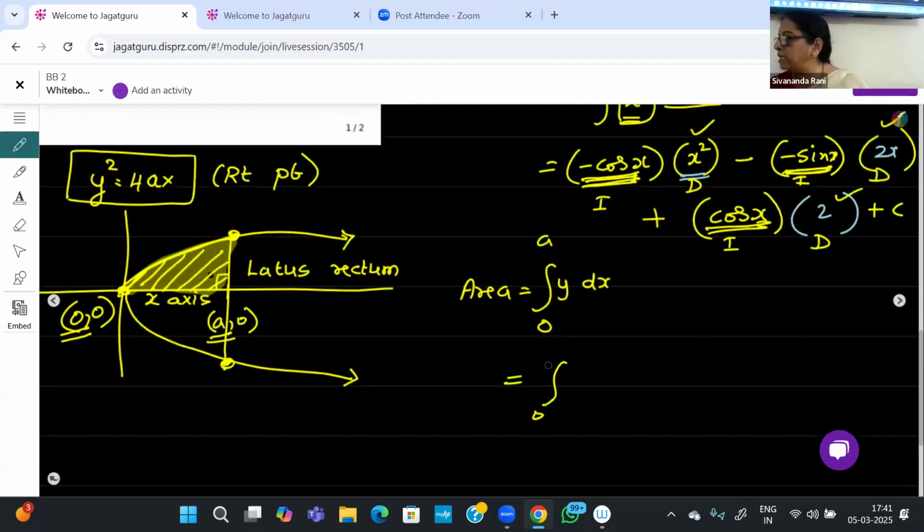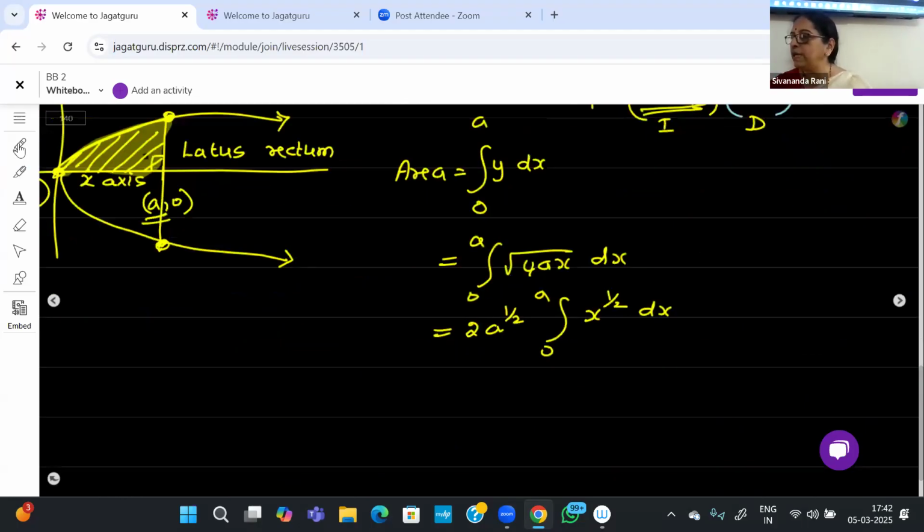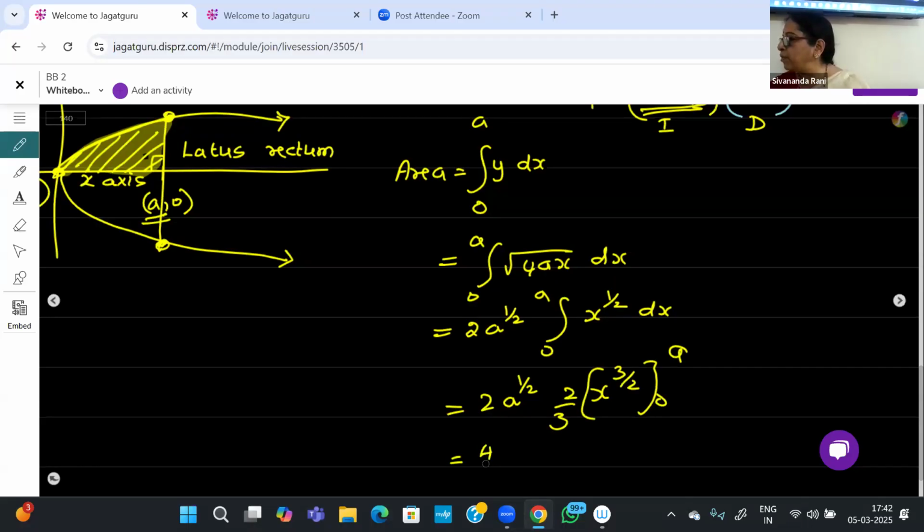Others can also verify. 0 to a, y is nothing but root of 4ax. So we can take out the constants. So what remains is root x. Root x can be considered as x power half. That can get integrated. x power 3 by 2 by 3 by 2 between 0 and a. So 4 by 3, a power half, upper limit a power 3 by 2. a power half into a power 3 by 2 is a square. How many of you got this? This is the correct answer.